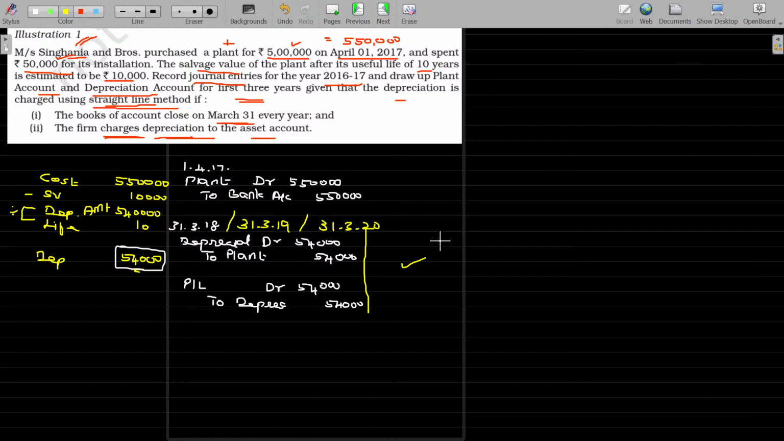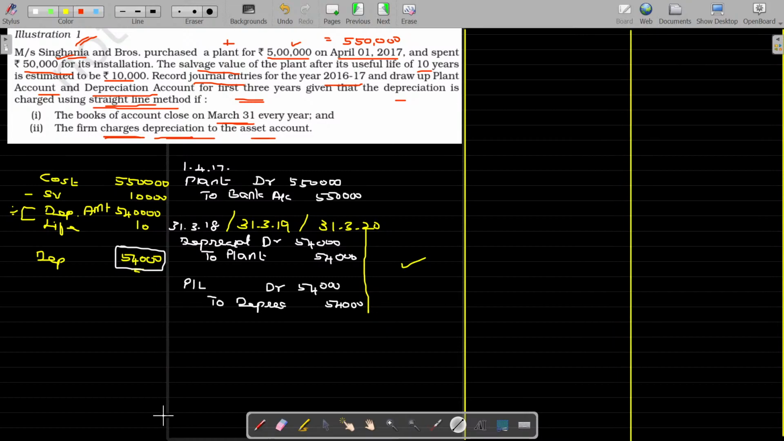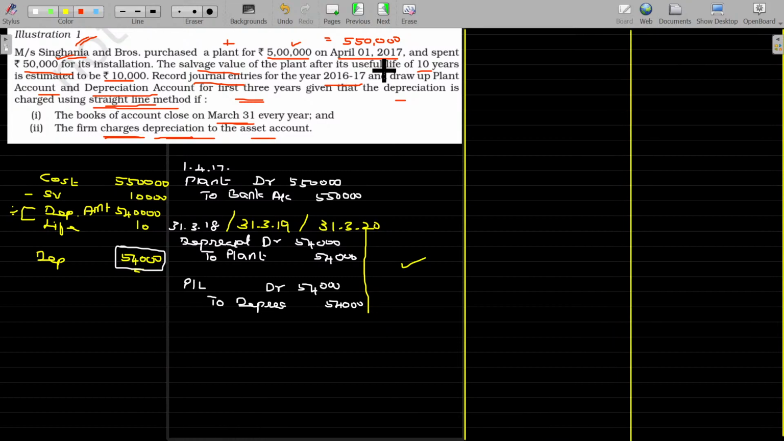Not only that, we have to prepare the concerned asset account as well as depreciation account, the ledger account. Let me solve that also now. See here. Plant account.